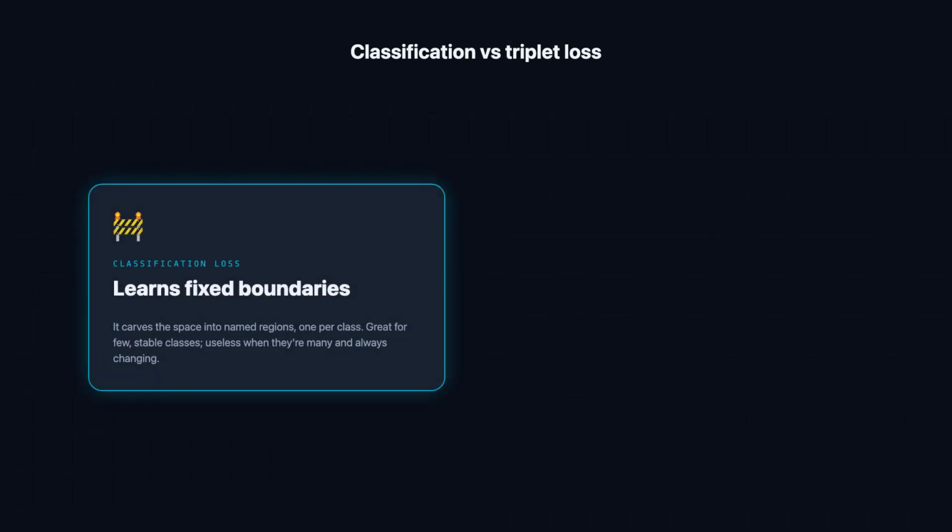Before the how, let me frame the what by contrasting 2 very different training goals. A classification loss learns fixed boundaries. It carves the space into named regions, 1 per class, and asks which region does this input fall into. That works beautifully when your classes are few and stable, but it falls apart when they are many and always changing, like every face on Earth, most of which the model will never see during training.